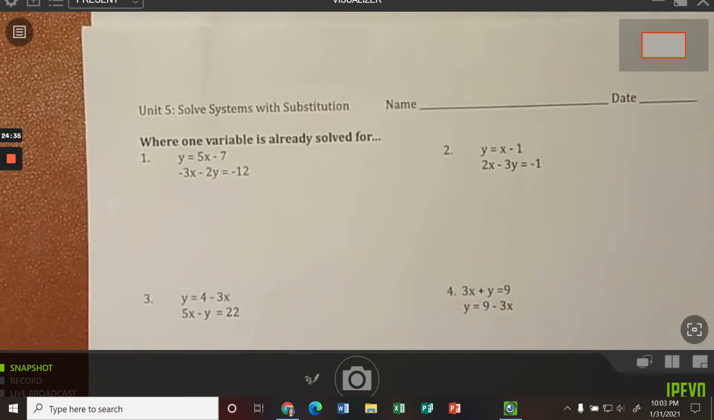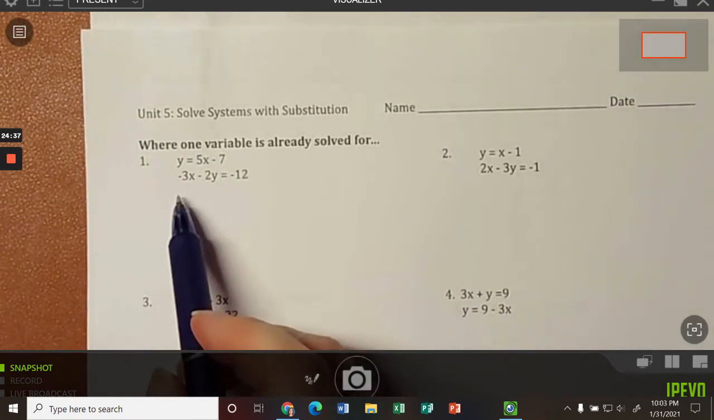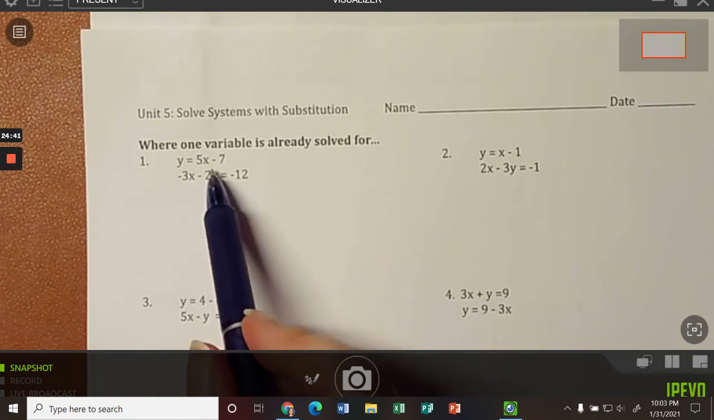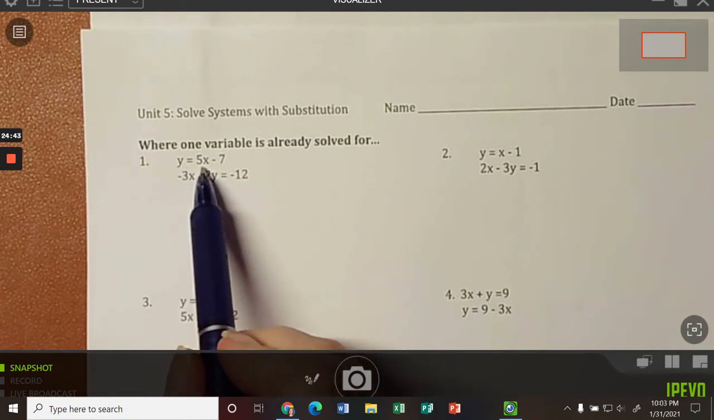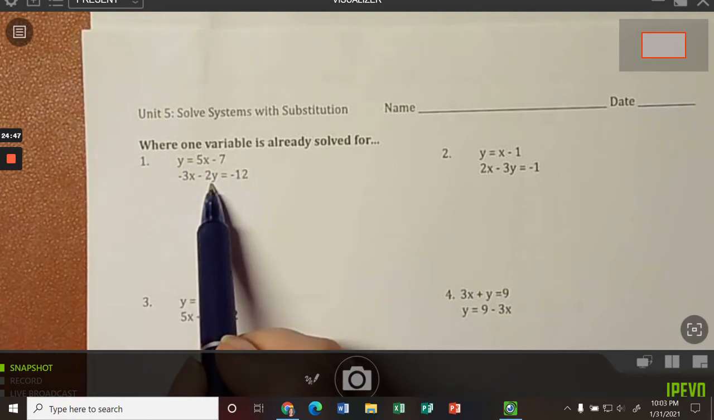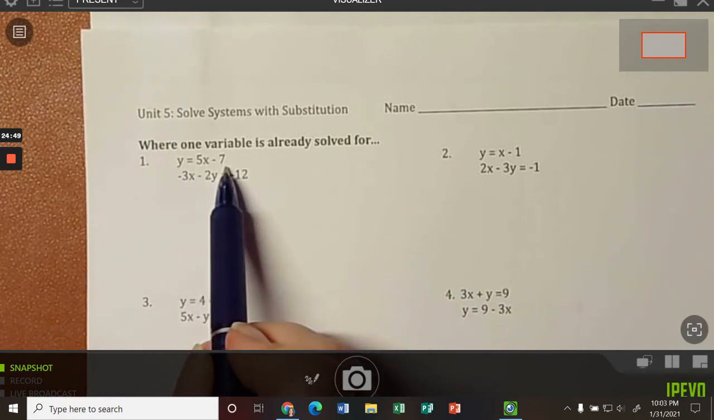It's already isolated for us. So let's take a look at number 1. The y is already isolated, so that's the one that I would want to substitute in. So instead of saying y, here I'm going to sub in 5x minus 7.